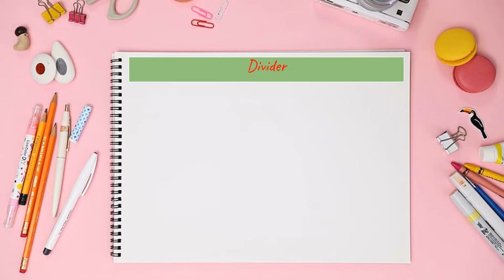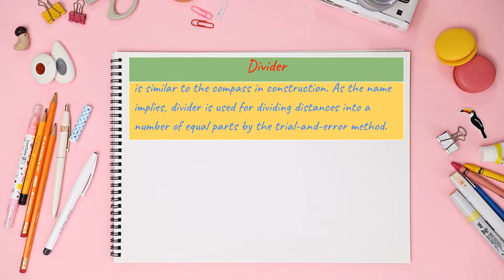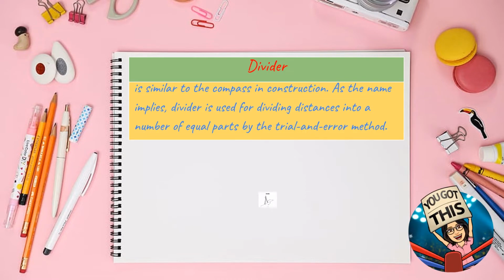Then the last one would be divider. Divider is similar to the compass in construction. As the name implies, divider is used for dividing distances into a number of equal parts by the trial and error method.